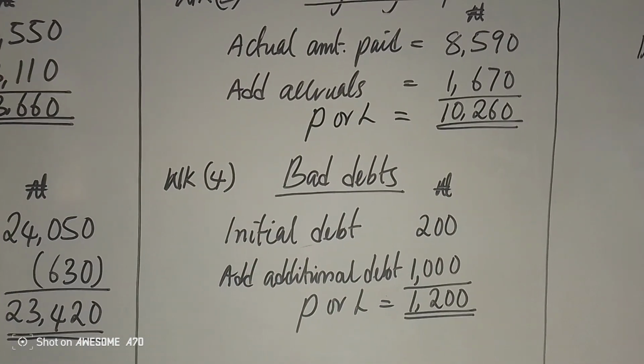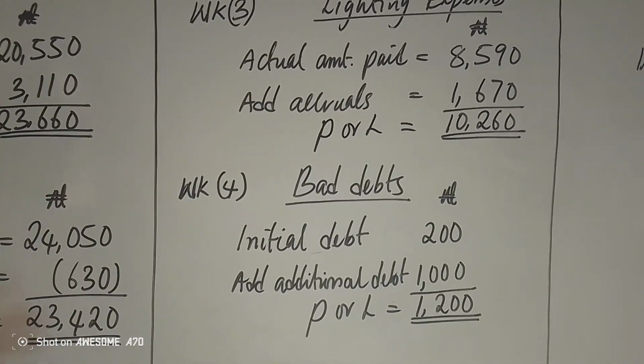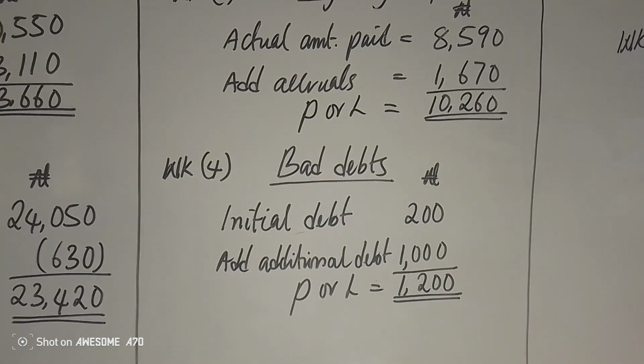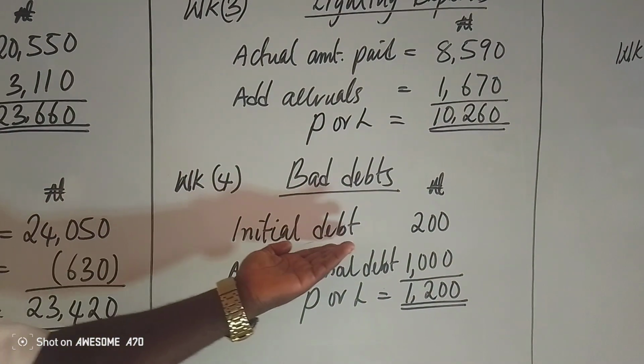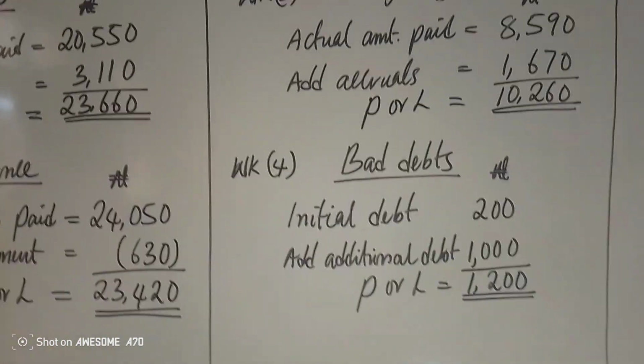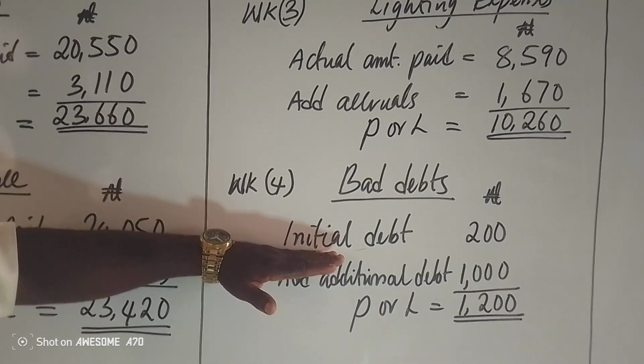Mind you, I told you that bad debt is different from allowances for expected bad debts. Bad debt is a direct operating expense and is treated as such. In this case, we have the initial bad debt, which was already there in the current year or can even be in the previous year. But this is the bad debt that was discovered during the current year's posting.